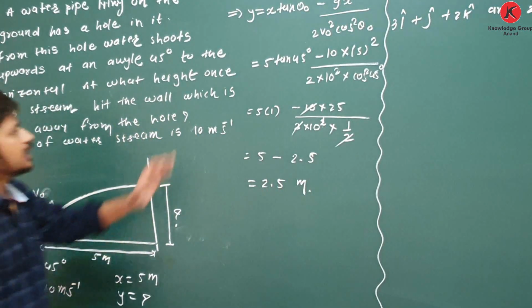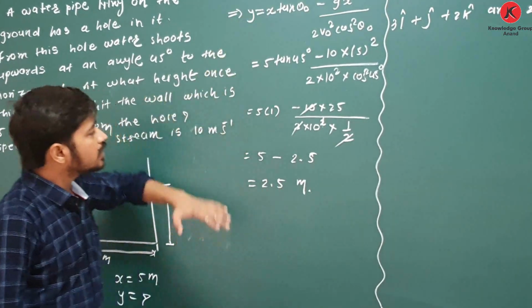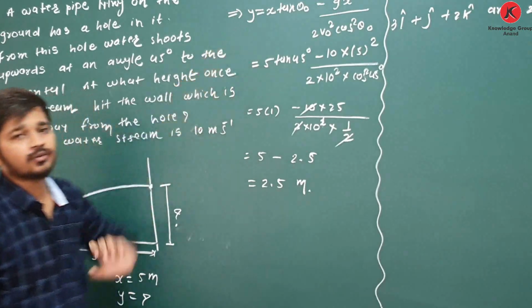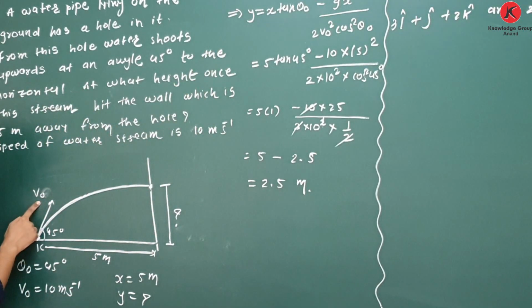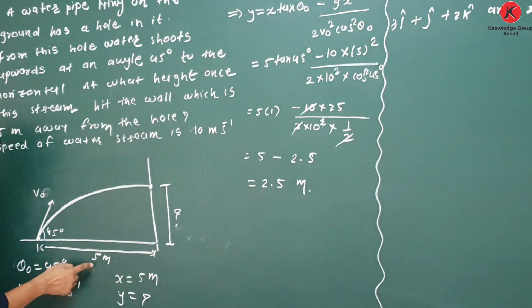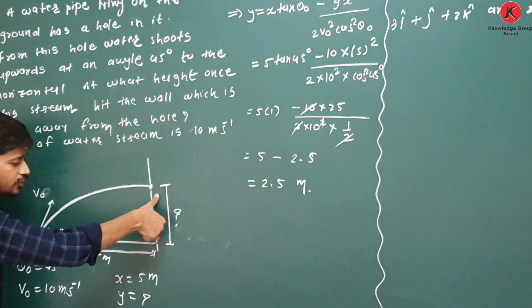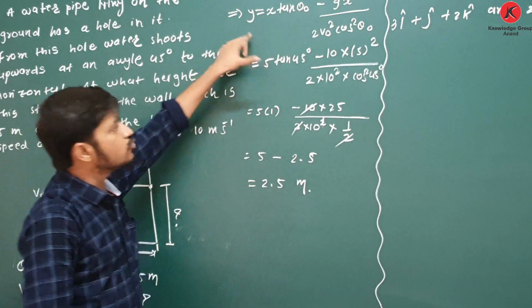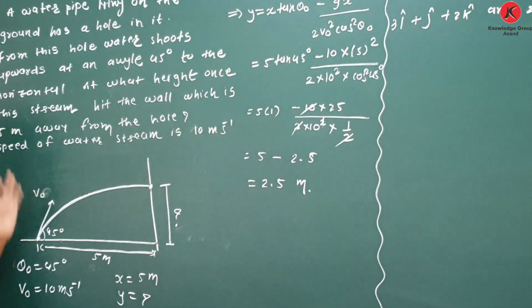Yes, the question is simple, but you must understand why to use this equation. You are given the initial velocity, you are given the angle. This data gives the value of x and the value of y. So this is the equation you have to use to solve this question.